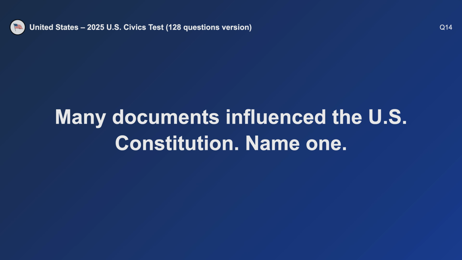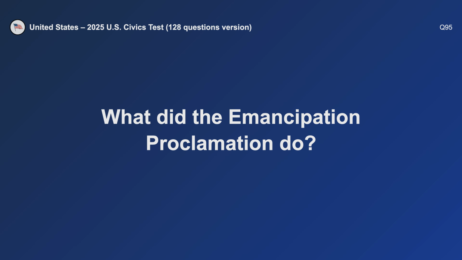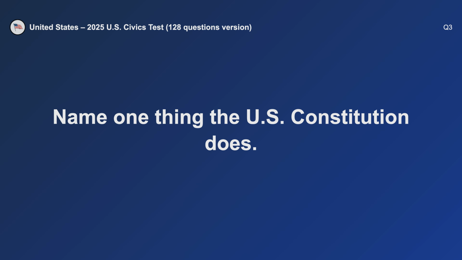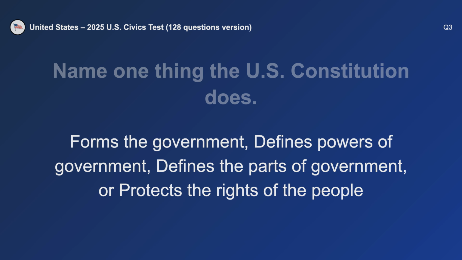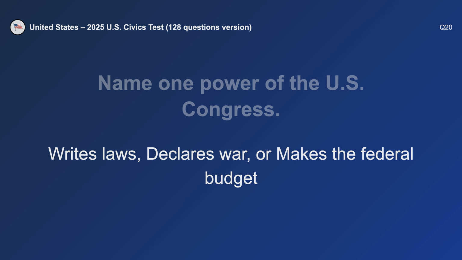Many documents influenced the U.S. Constitution. Name one. Declaration of Independence. What did the Emancipation Proclamation do? Freed the slaves. Name one thing the U.S. Constitution does. Forms the government. Name one power of the U.S. Congress. Declares war.